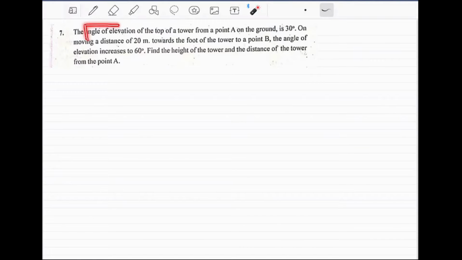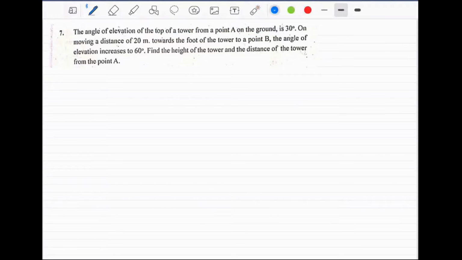It says angle of elevation, right? That means we are looking up where? To the top of a tower. We are looking up to the top of a tower from a point A on the ground. There is a point A on the ground. From there, we are looking up to the top of a tower.